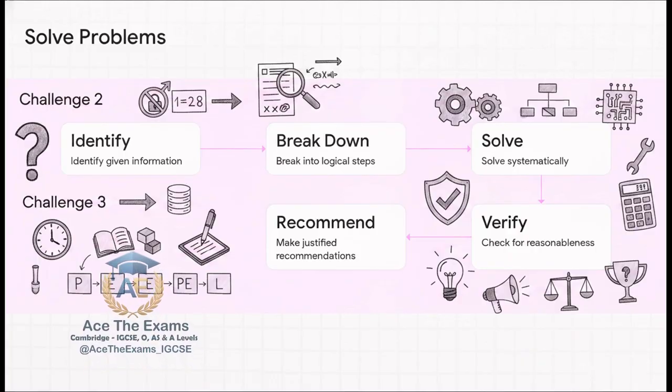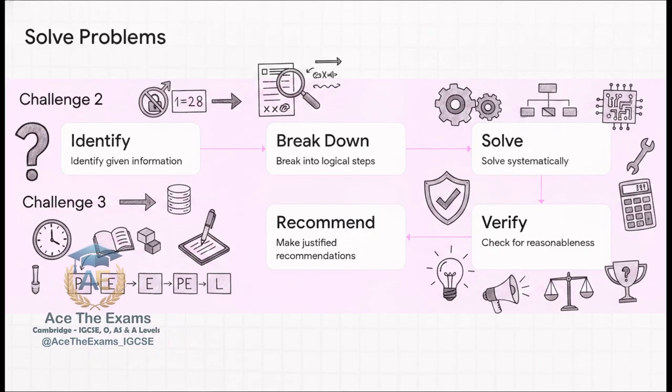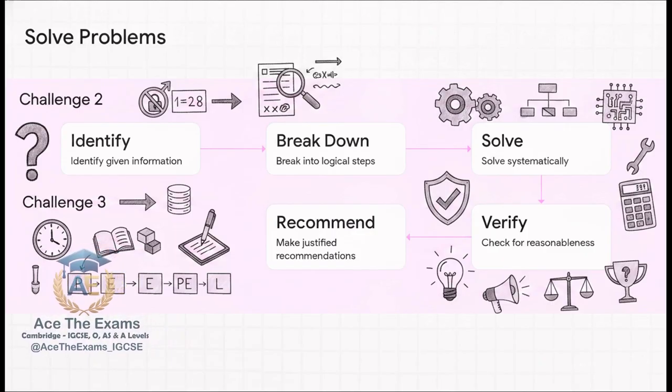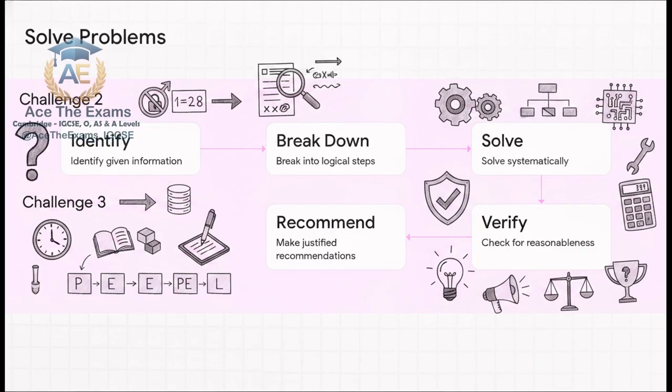You have exactly 30 seconds to mentally draft a perfect Peel paragraph justifying the use of a consistency check in an HR database. Timer starts now. Go. Remember the acronym: point, evidence, explanation, link. 5 seconds left. Okay, pencils down.